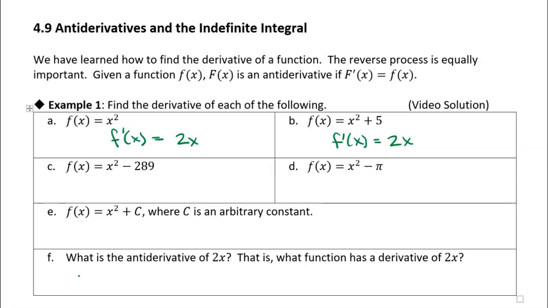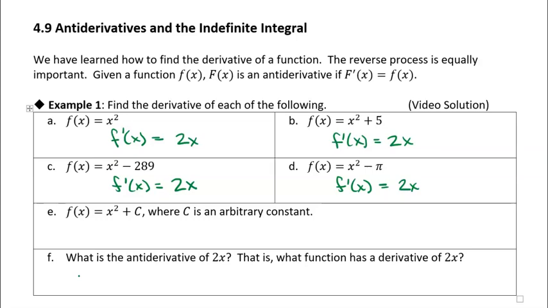For x squared minus 289, the derivative of x squared is 2x again, and when we take the derivative of this constant, it's 0. So our derivative is still 2x. In this last one, we have x squared minus pi. Now, pi is a constant, it doesn't vary with x, so the derivative of x squared is 2x, and the derivative of the constant is 0. Notice all of these functions have a derivative of 2x.